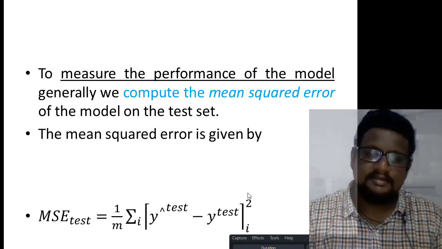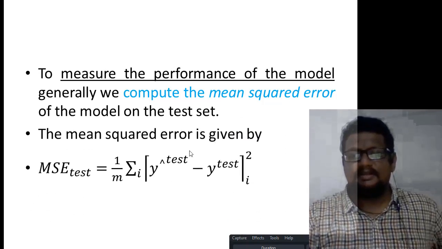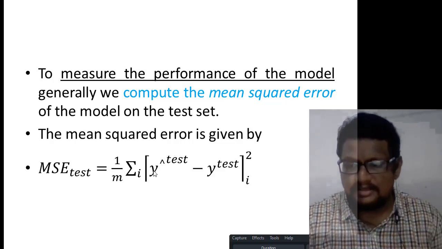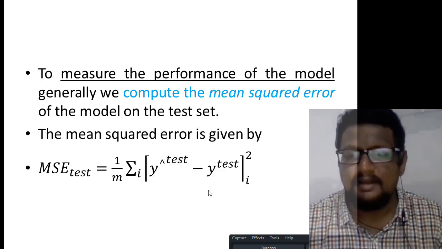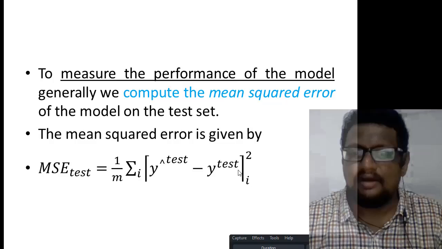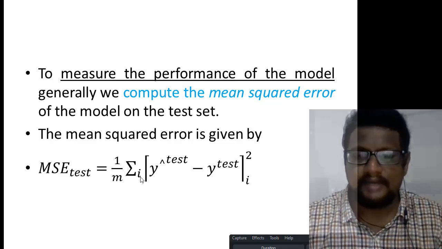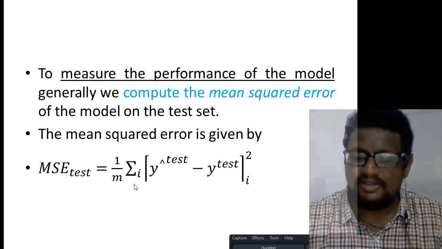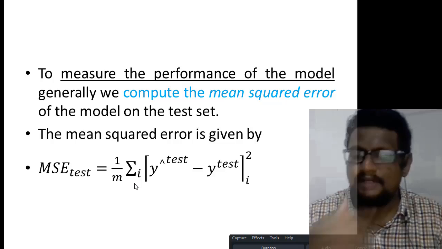So the mean square error is given by y cap test, the value predicted by the model, that is, whether it belongs to class 1 or class 0, and whatever class it actually belongs to. So for each of the inputs i, with i equal to 1 to m, and dividing by m, averaging out the number of cases, we calculate the mean square error.